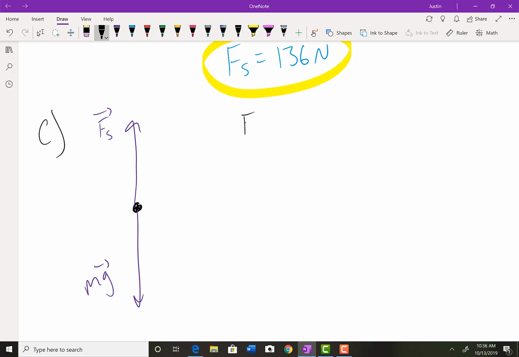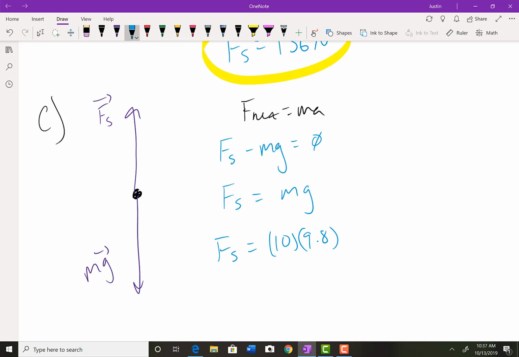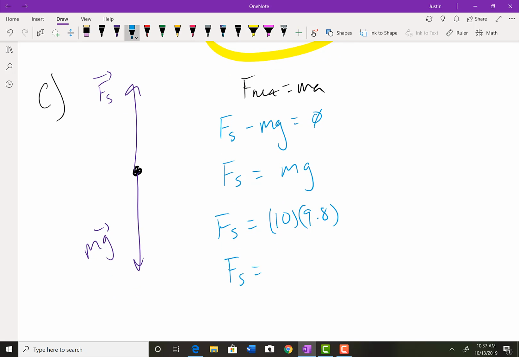So again, I can apply this to the second law. F net equals ma. Again, this is going to be the spring force minus mg is equal to, except the acceleration is 0. So if the acceleration is 0, 0 times anything is going to be 0, and that's going to give me 0. So in this case now, the spring force is just going to equal the mass times the gravitational field, or the spring force is going to equal the mass, which is 10, times the gravitational field, 9.8 newtons per kilogram. So my spring force in this case is going to be 98 newtons.